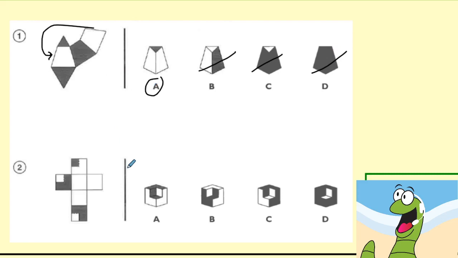Let's have a look at number 2. So we've got two small white squares. The shape has two small white squares, which rule out A and B, because we've got a dark, then a small white square. We can't have it any other way. So we rule out A and B.